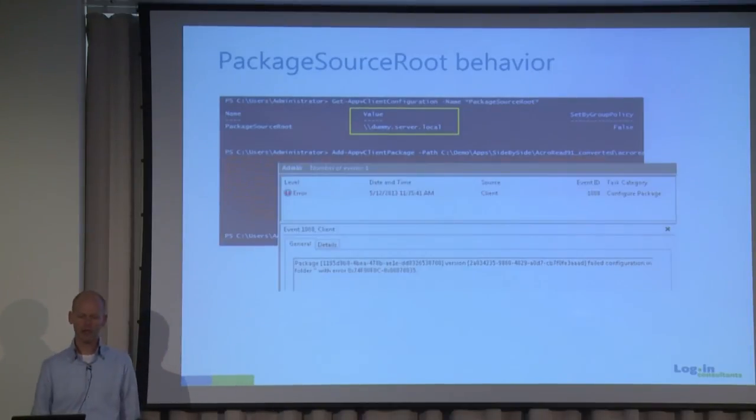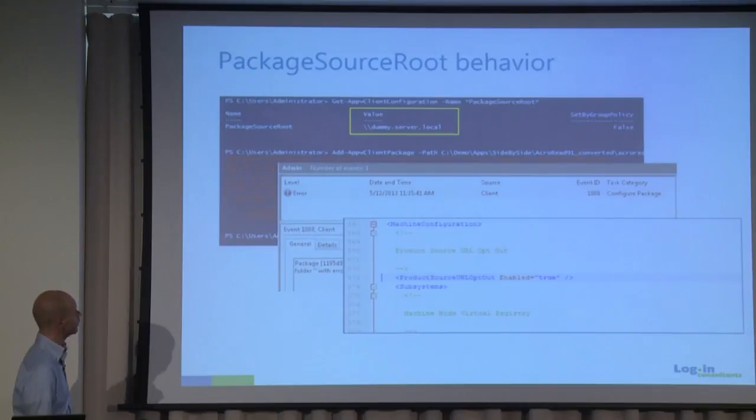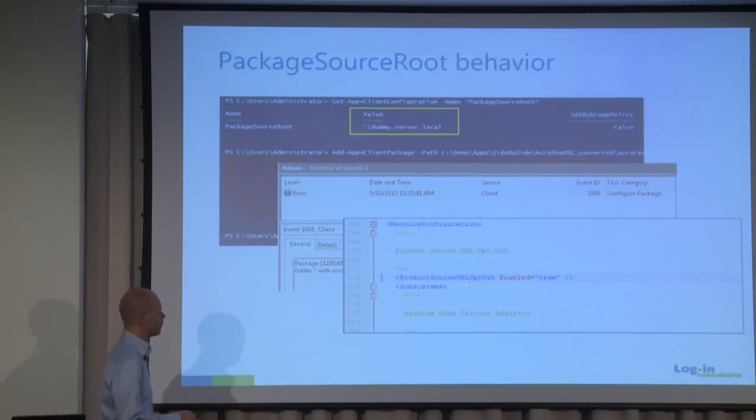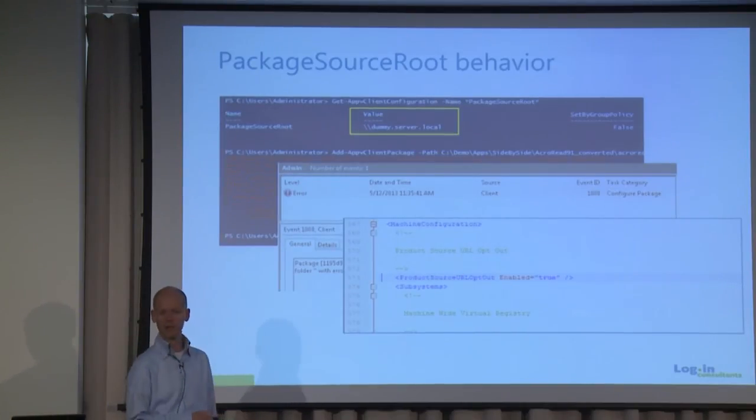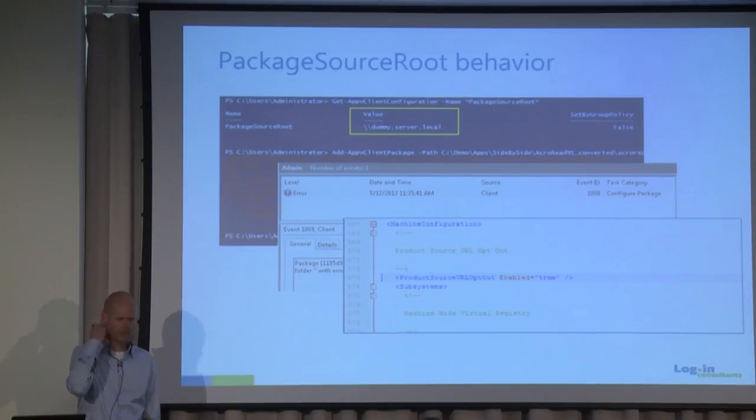Well, actually, there's one option. Obviously, the event viewer gives you a very clear error message that something's going on with the package source route. So there's a product source URL opt-out option in the XML file, but it's in the XML file. So how will this work? I would edit that to the directory that my package is actually located in, like C:\temp. I test it, it works.